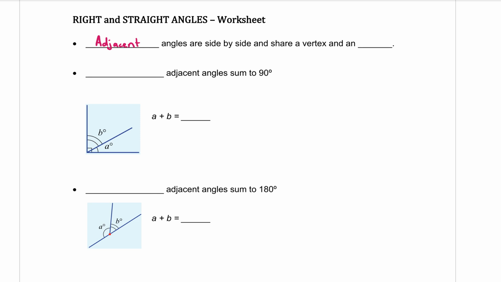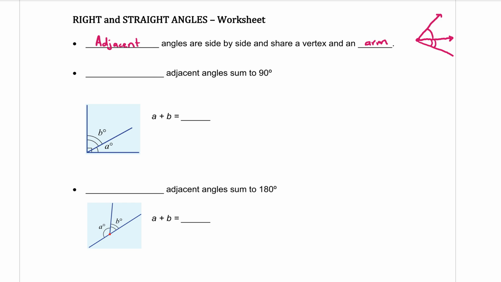Adjacent angles are two angles that are side by side and they share a vertex and an arm. Okay, so you could draw a diagram of that to help you understand that. Here is my common vertex and my common arm, and I could have one angle coming up above, and another, doesn't have to be the same size, but another angle coming down below. So those two angles would be called adjacent.